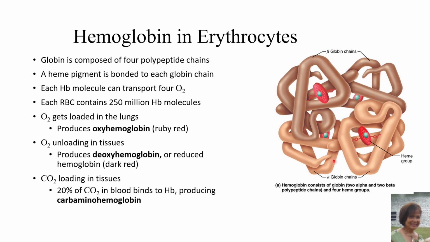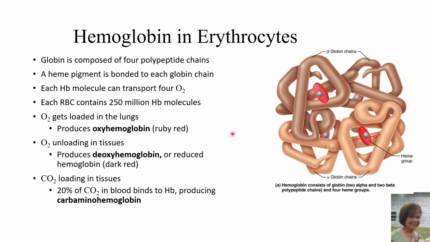Whether it's alpha or beta, right in the middle of these globin chains, they have something that looks like a button, with something inside of it. This is your heme group. The heme group is represented here as this red button-shaped structure with something red inside. That part on the inside is the part of the hemoglobin that has high affinity for oxygen.